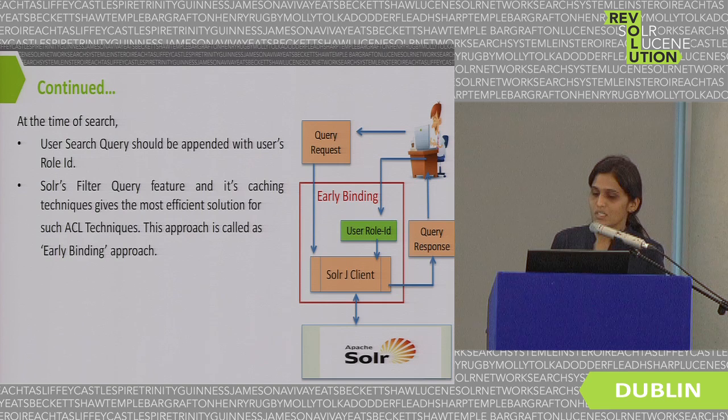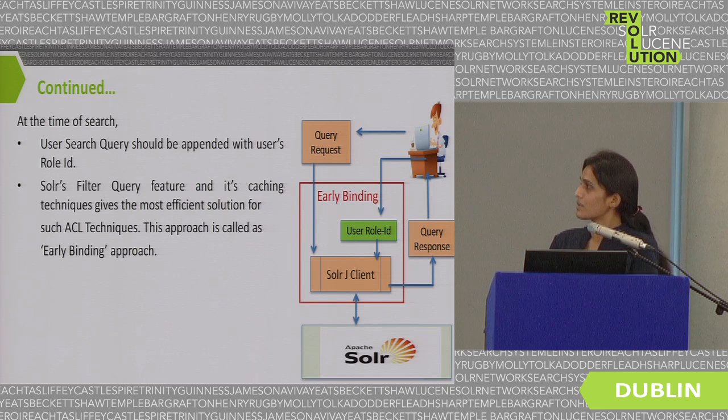At the time of search, based on the current user who is searching, we also add the user's role ID to the query, and the search engine internally takes care of filtering out the documents. We can use Solr filter queries to filter out the documents. This model, shown here in red, is called early binding, because only at the time of querying we add the user role ID.